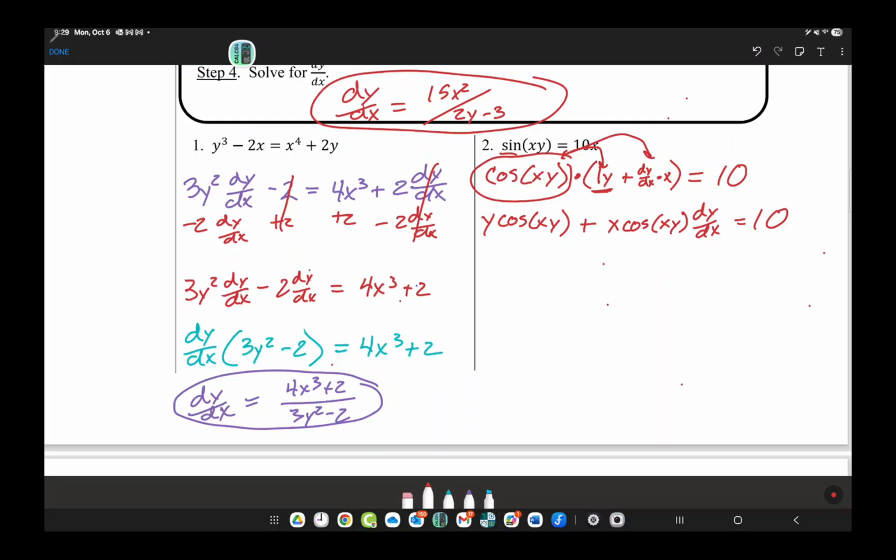So we need to get dy dx by itself, so we're going to get rid of the y cosine xy. So it leaves you with x cosine xy dy dx is equal to 10 minus y cosine xy. And then lastly, we divide by x cosine xy.